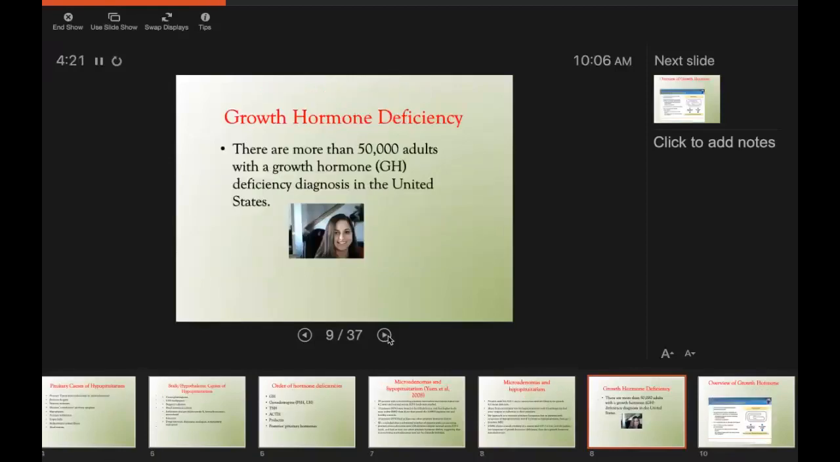It's thought there are more than 50,000 patients in the United States with growth hormone deficiency, including, I guess, this lady that's on the MAGIC website. You know this person? She's on the MAGIC website, so I figured she's probably growth hormone deficient.